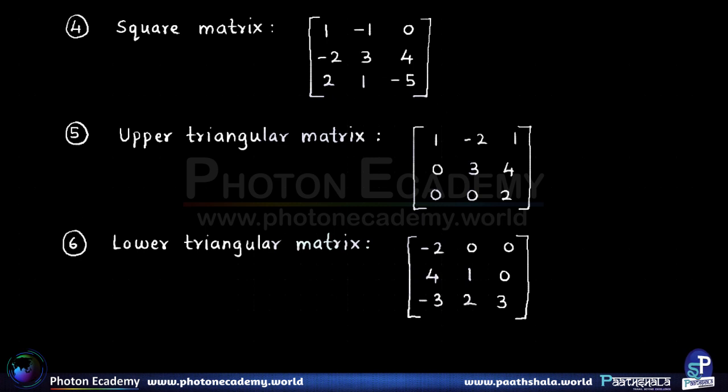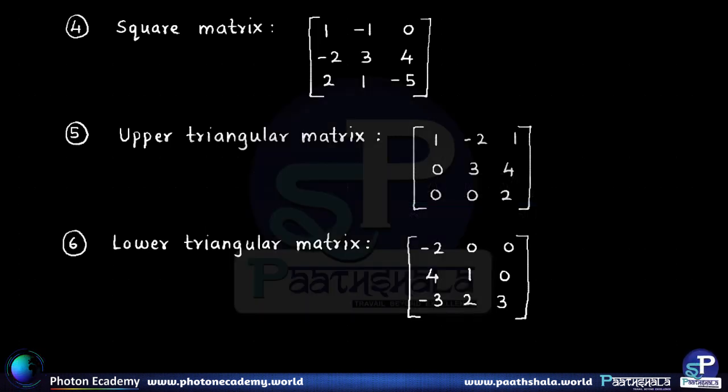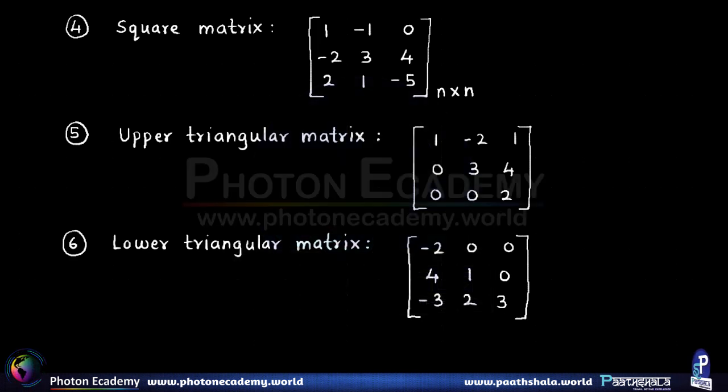Now let's see a couple more types. The fourth one is the square matrix. By square matrix we mean the number of rows and columns are equal. So it is a square array. If you remember, as per the definition, a matrix need not always be a square, that is, in general it is a rectangular array. But when the number of rows and columns are the same, that is, we can say that it is an n by n array, then we call that a square matrix, right?